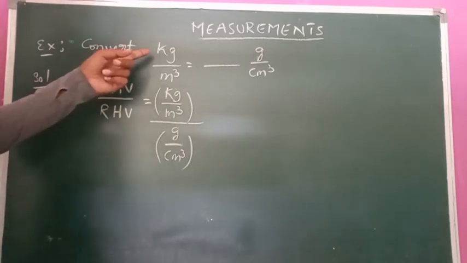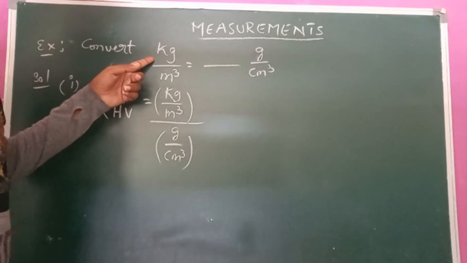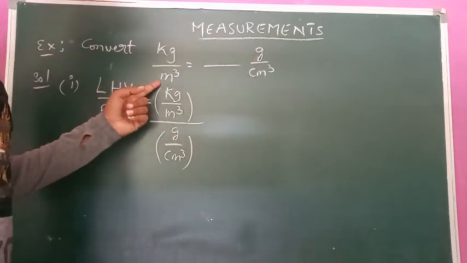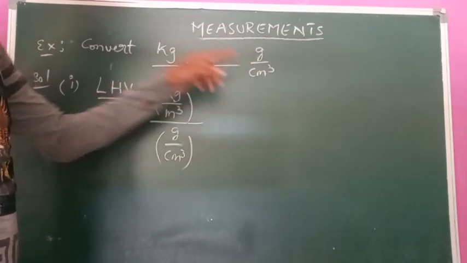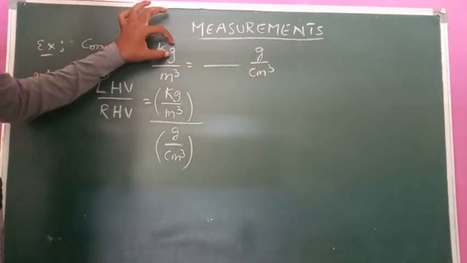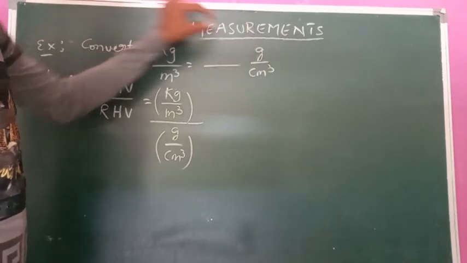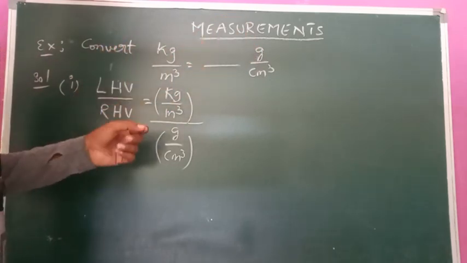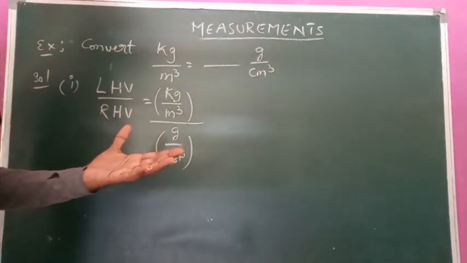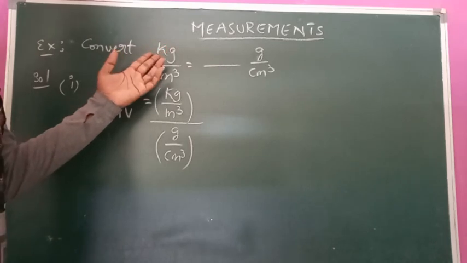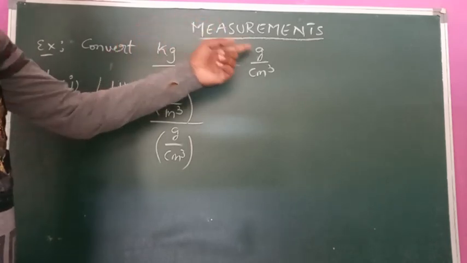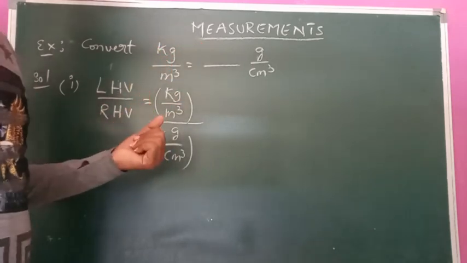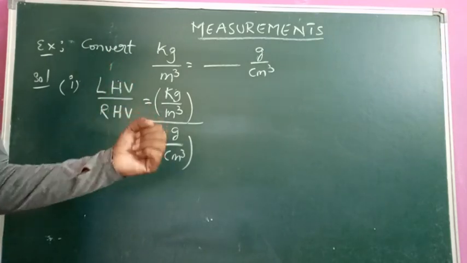Remember, in the numerator it is kg, kilogram, and here it is gram. Here it is meter cube and here it is centimeter cube. If you observe the last terms, gram, meter cube, we can only convert these types of conversions. That means the numerator part on both LHS and RHS should be in the same system.